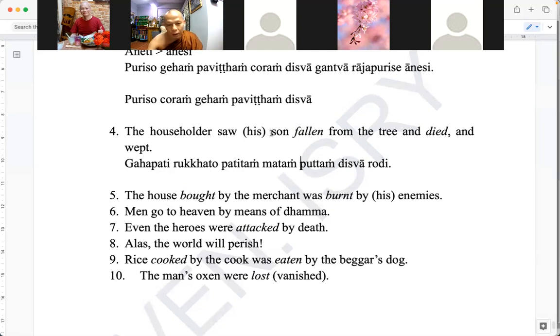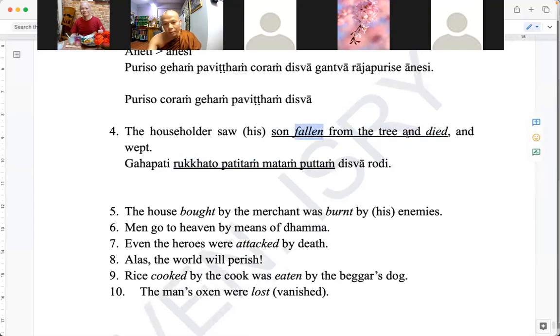So now in this sentence, the rest are simple, not so difficult, but the son fallen from the tree and die, this phrase. As you translate it, Rukato patitang matang putang, that one also okay, actually. And the other way, here fallen is with the putang above, fallen and died, that is it, also. Because the word is italic, so I think. Right. But the other possible way, I say, Rukato patitam matam putam, or rukato patitam matam putam, the same meaning, but two ways of writing. Oh, I see. Okay.